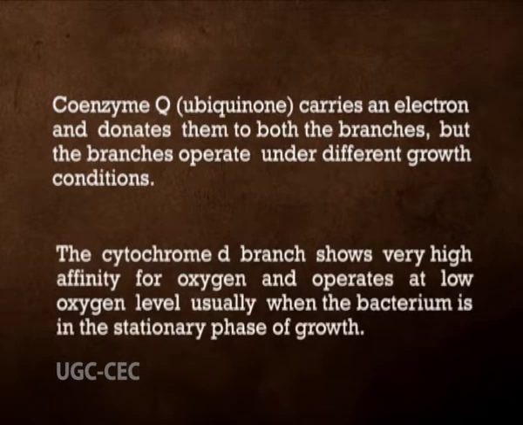The cytochrome D branch shows very high affinity for oxygen and it operates at low oxygen levels, usually when the bacterium is in the stationary phase of growth. This branch is not as efficient as the cytochrome O branch because it does not actively pump protons to the periplasmic space. The cytochrome O branch shows moderately high affinity for oxygen and it operates at high oxygen concentration. This branch operates normally when the bacterium is in the log phase of its growth, that is, when the bacteria are actively growing, and it actively pumps protons into the periplasmic space.